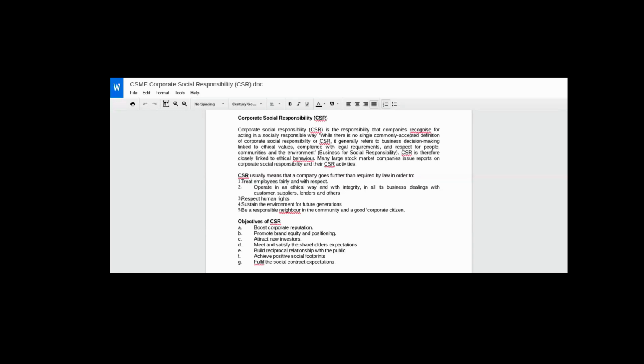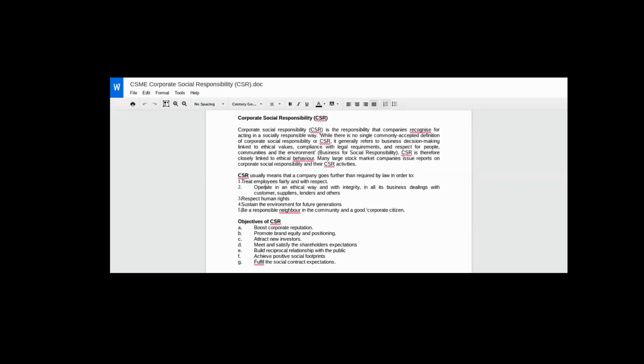Consider number one, treat employees fairly and with respect. So with our CSR, we must ensure we provide a conducive working atmosphere for our staff. We must guarantee them job and pay security. We must ensure promotion as and when due. With respect, we must recognize their trade union if there is any.